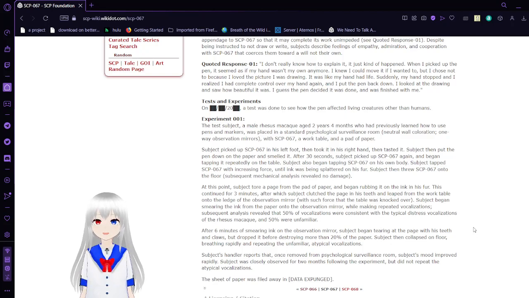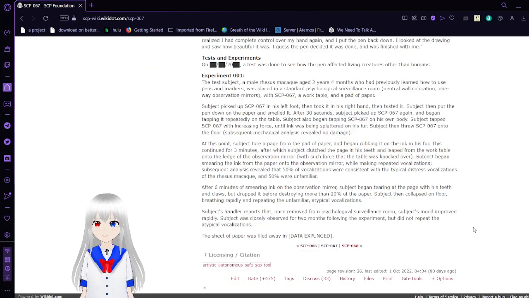Quoted response 1. I don't really know how to explain it. It just kind of happened. When I picked up the pen, it seemed as if my hand wasn't my own anymore. I knew I could move it if I wanted to, but I chose not to because I loved the picture I was drawing. It was like my hand had life. Suddenly my hand stopped and I realized I had complete control over my hand again. I put the pen back down. I looked at the drawing and saw how beautiful it was. I guess the pen decided it was done and was finished with me.